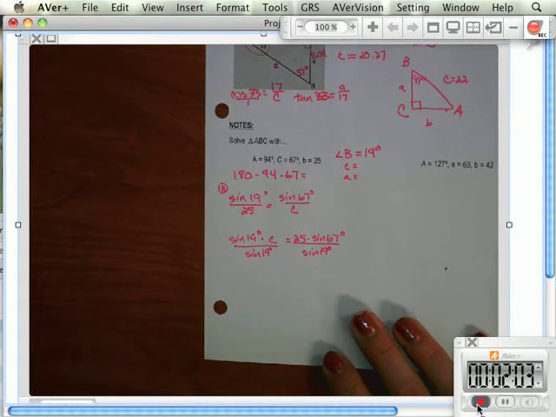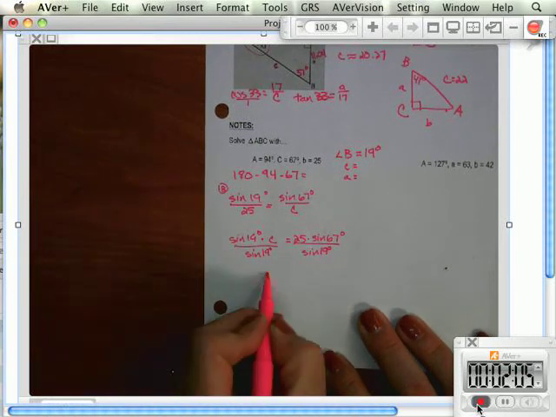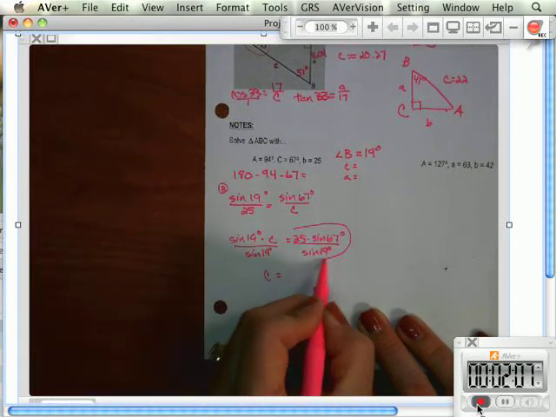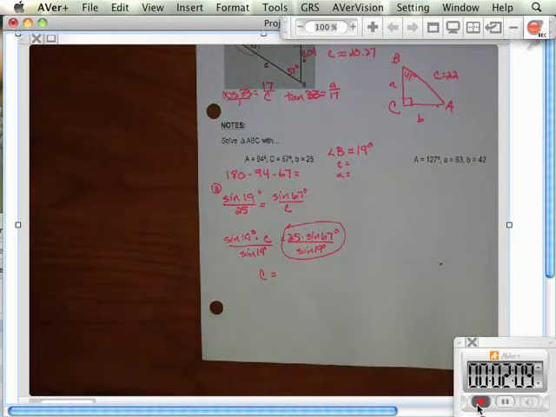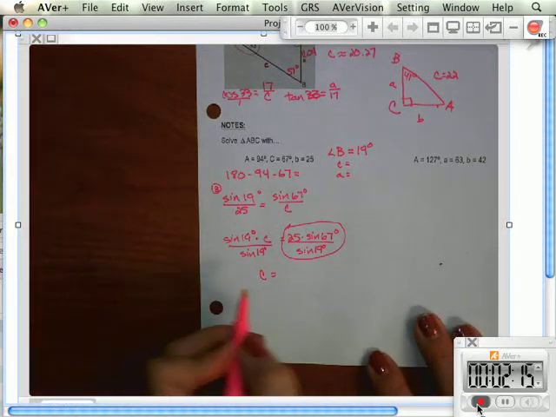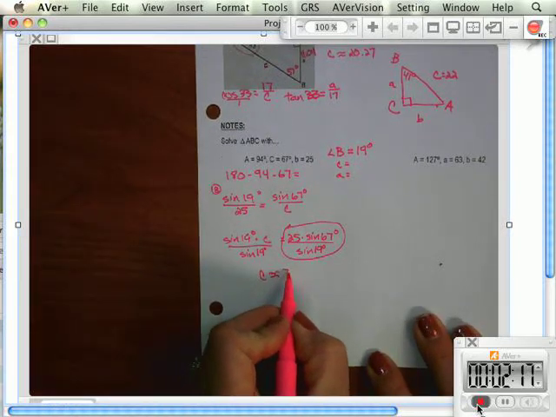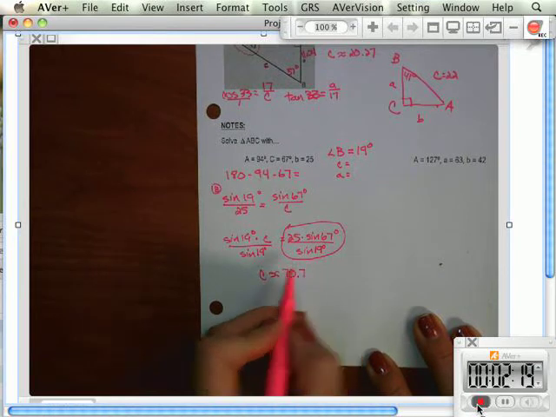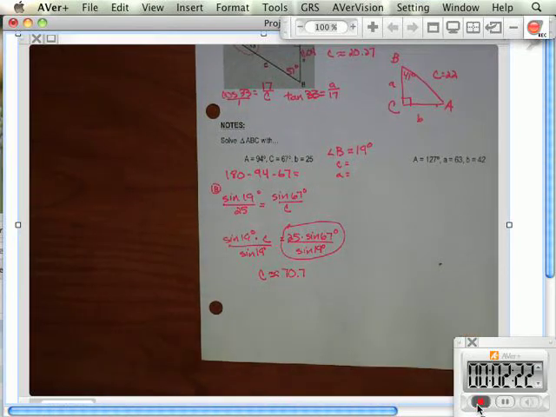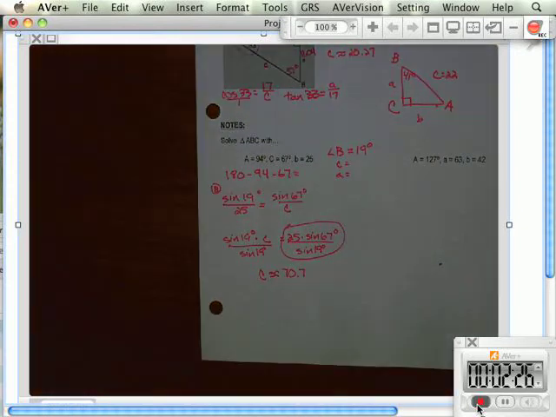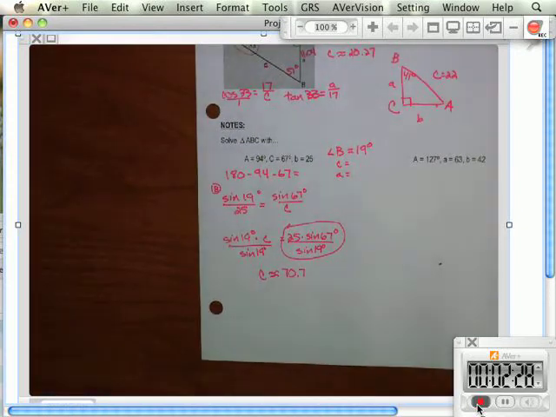Once you have that, you can just go to your calculator and do this math. Make sure it's in degree mode. Hopefully you all get this, rounding to the nearest tenth. Yes, that's what I got. Are we good with that?